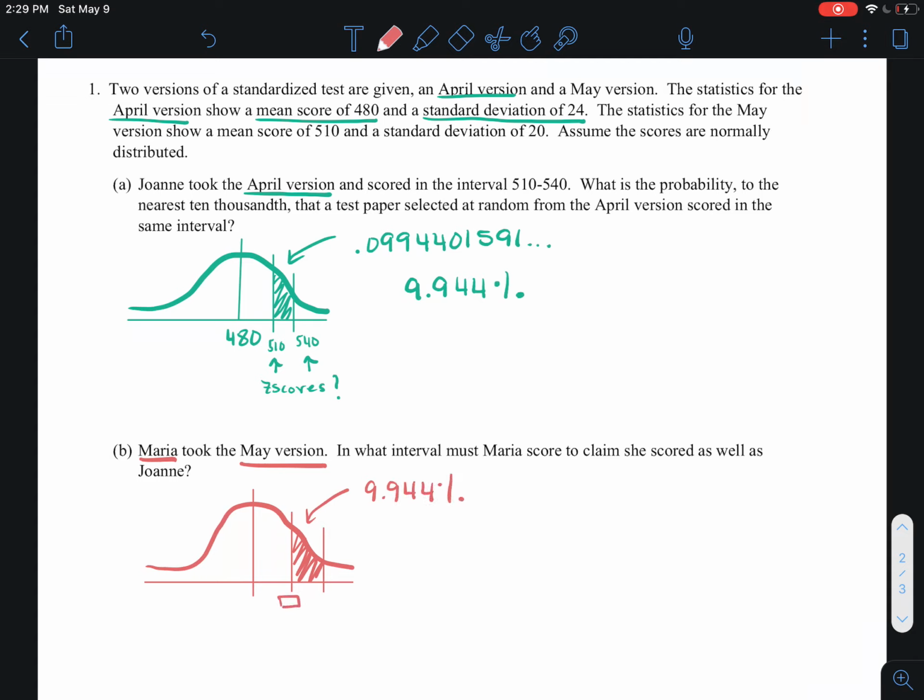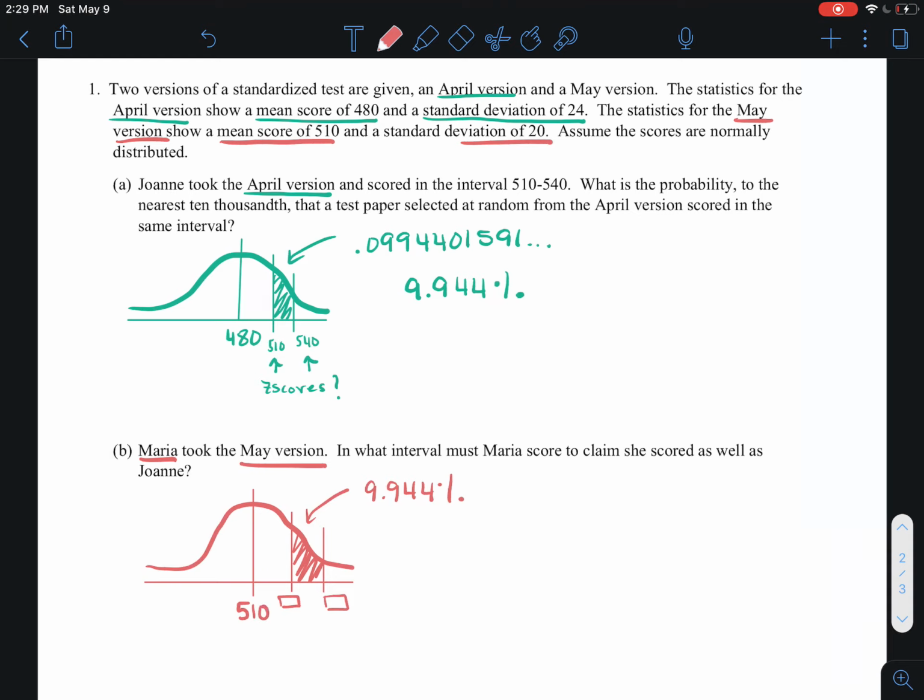9.944%, these scores will be different because she took a different version of the test with a different average and a different standard deviation, but I could get an interval that Maria would have to score in to claim that she did just as well as Joanne did. Okay, so now we have to do a couple of things. First, for the May version here, we are dealing with now a mean of 510. I'm just going to fill in what I have about May, and the standard deviation is 20.